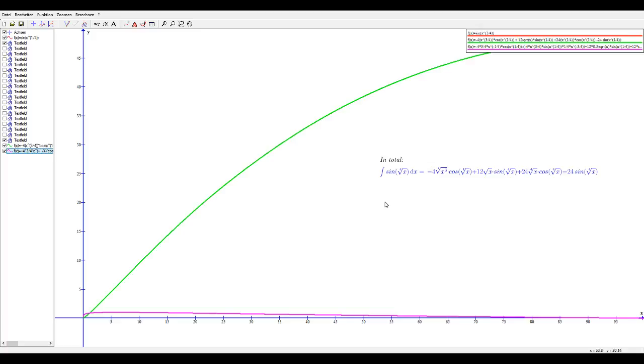This program is simply called Graph, by the way. And yes, this verifies that we were correct. The program has taken the derivative of this huge term on the right side here for us and verified that we do get sine of fourth root of x.